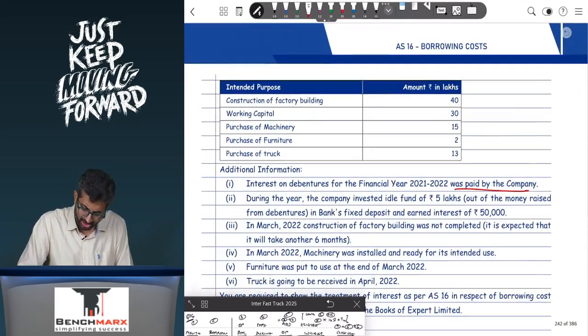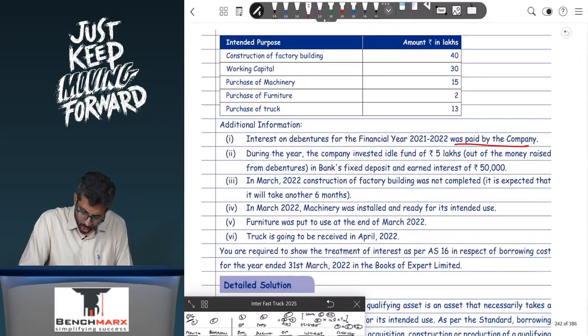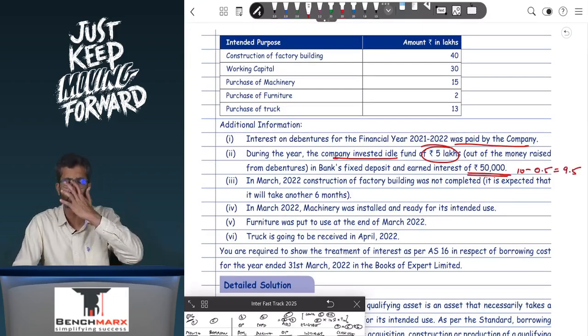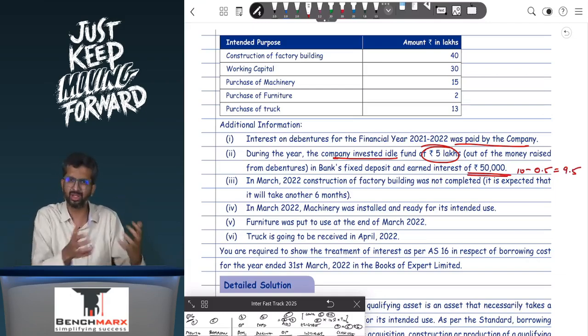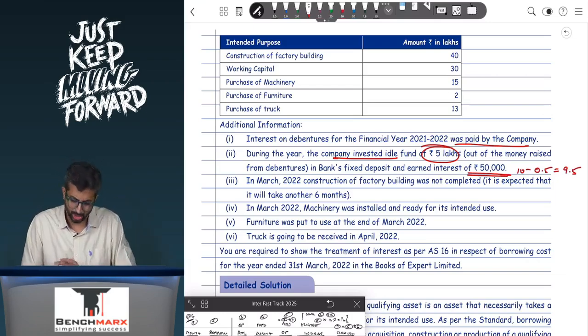And then if you keep on reading further, you have been told that the company invested surplus funds to earn 50,000 and hence your total will be 10 minus 0.5, that equals to 9.5. If you want, you can see this. I'm saying that there's nothing new over here, but even if it is a homework question, I want to quickly discuss this so that you have clarity.